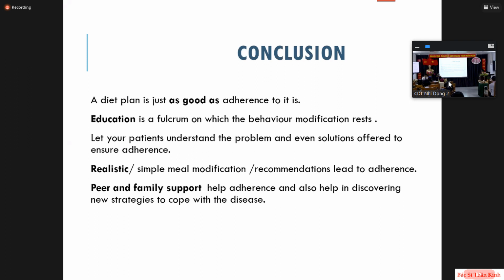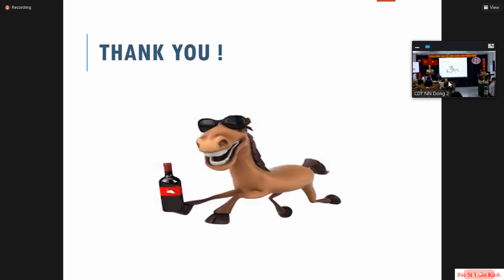So to conclude, a diet plan is just as good as adherence to it is. There's no point working on the diet plans unless we can make sure that they are complied with. Education is very important, education of the caregivers and the parents. Then we have to let the patients understand the problem and even the solutions, why we have offered a particular solution to improve adherence. The meals should be realistic and simple, with recommendations that can be adhered to, and peer and family support. That is very important for good adherence.